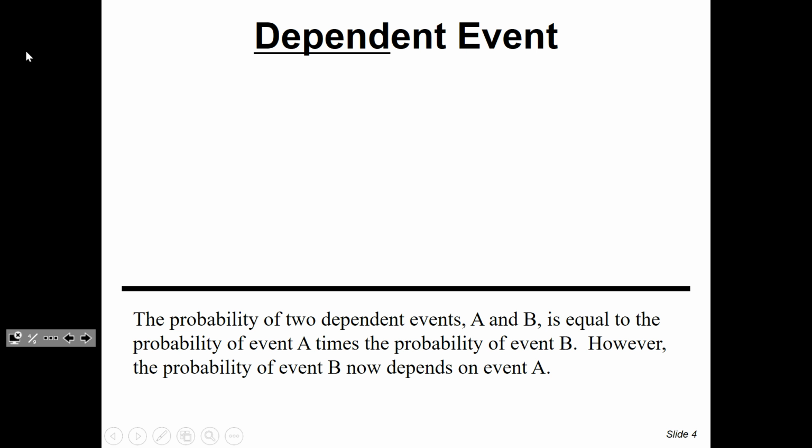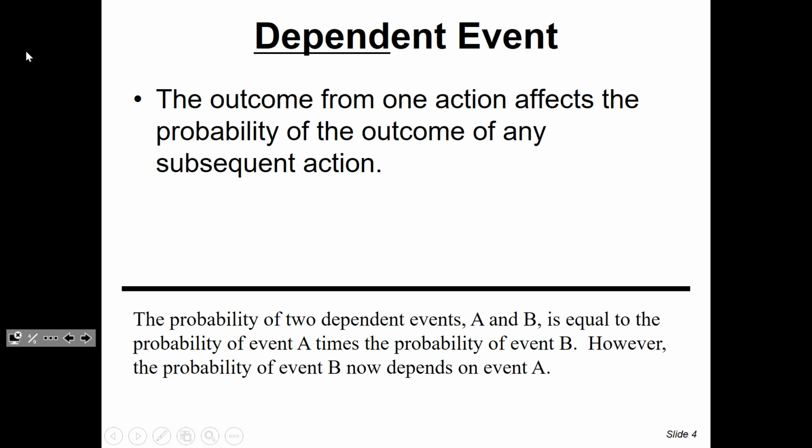All right, then we have our dependent event. So here's your definition for dependent events. Unlike our first, the outcome from one action is going to affect the outcome of any subsequent action. So in this case, whatever you do for your first event is going to affect what happens when you do your second event.